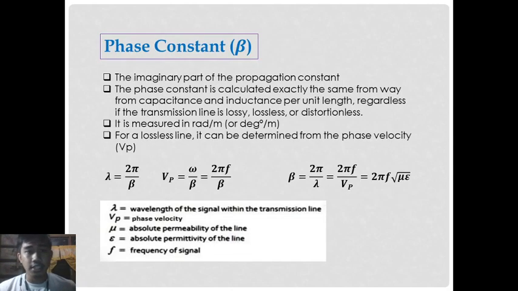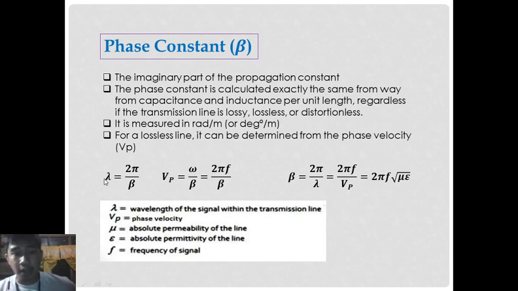Let's proceed with the phase constant. It is the imaginary part of the propagation constant, as we said earlier. The phase constant is calculated exactly the same way from capacitance and inductance per unit length, regardless of whether the transmission line is lossless, lossy, or distortionless. It is measured in radians per meter or degrees per meter. For a lossless line, it can be determined from the phase velocity, or Vp.